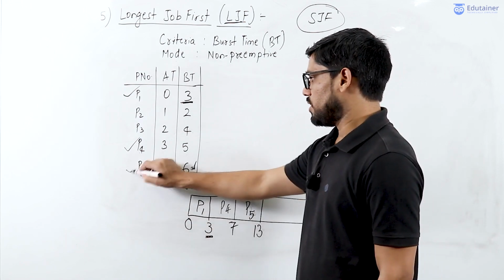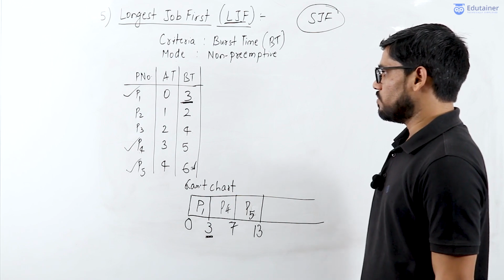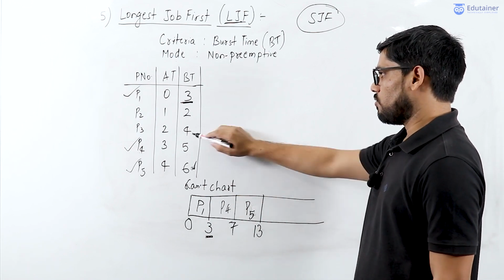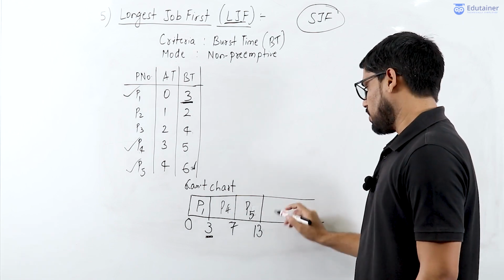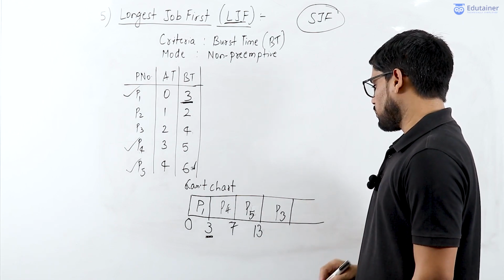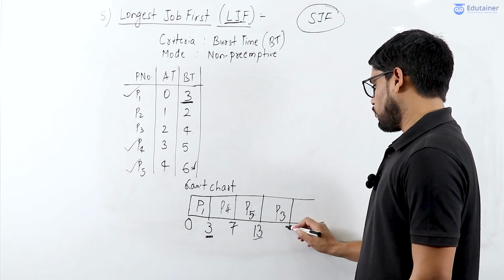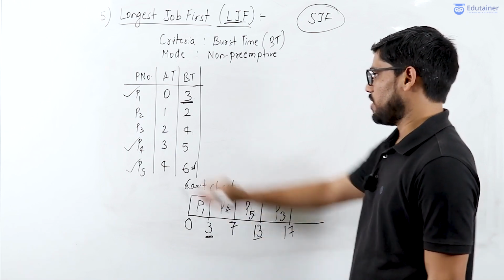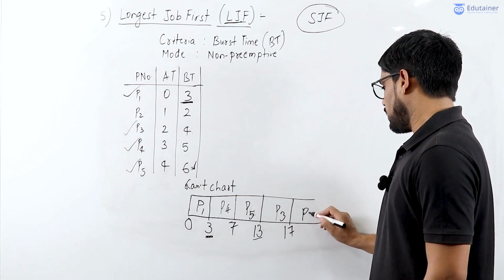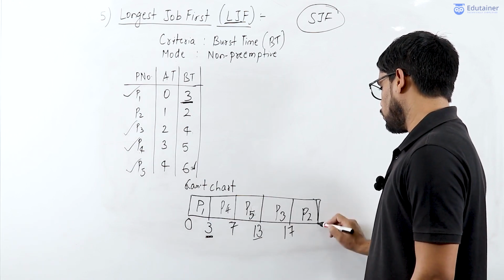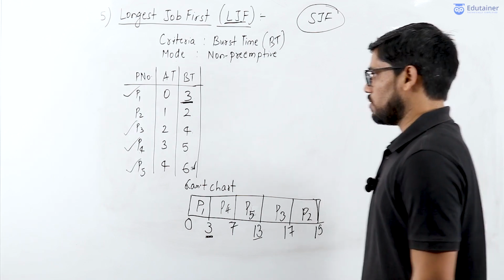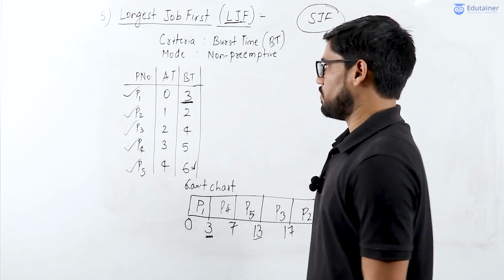So P5 is completed. After P5, the next process will be process P3, because 4 is greater than 2. So P3 will come first, and P3 requires 4 units of time. 13 plus 4 is 17. P3 is also completed. Now the last process is P2, and P2 requires exactly 2 units of time. So 17 plus 2 is 19. P2 is also completed.